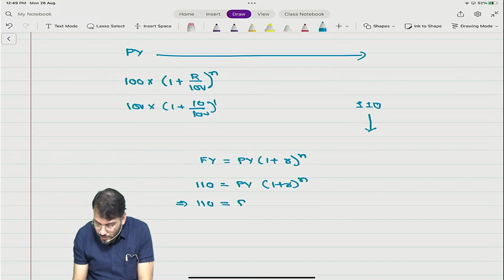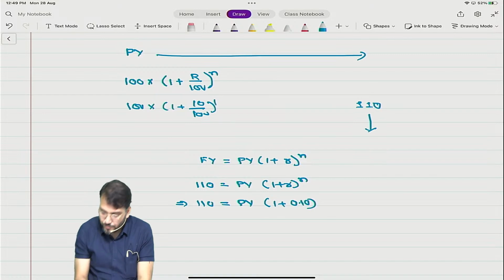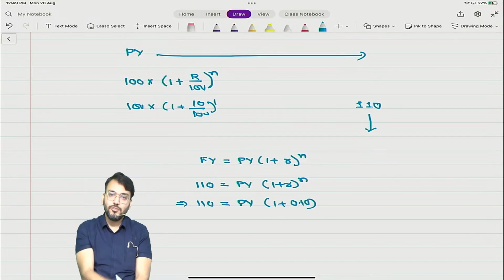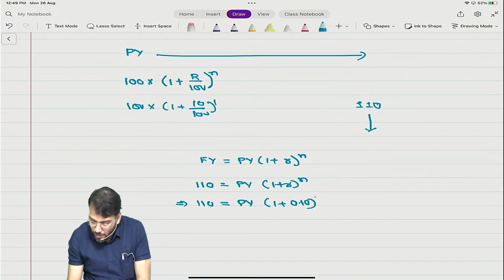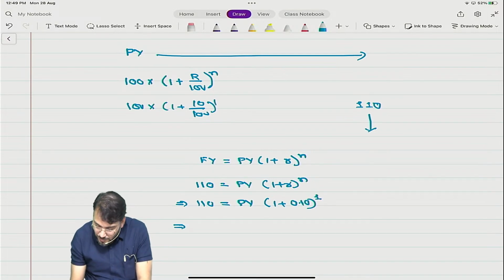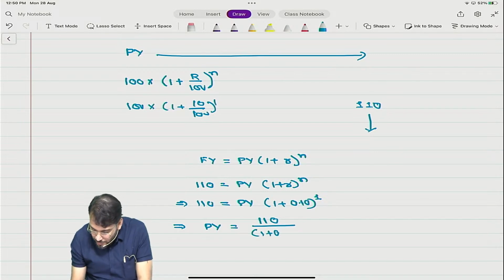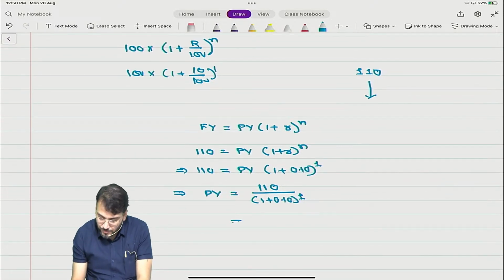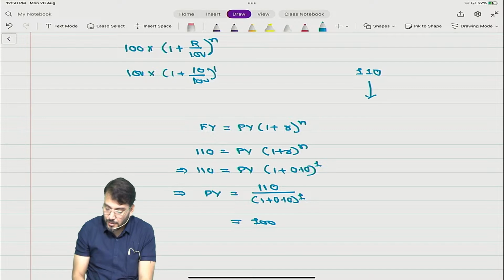110 equals present value times 1 plus 0.10. Can I write 10 by 100? 10 by 100 is 0.10, to the power 1. Now solve it. Present value is equal to 110 divided by 1 plus 0.10 to the power 1. Calculate in calculator. It will come 100.